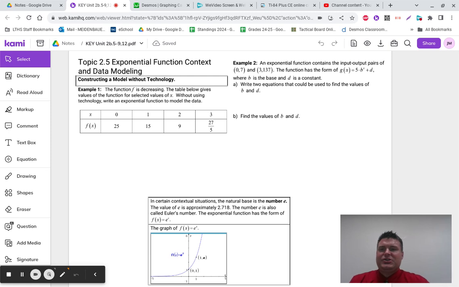We are here on section 2.5, Exponential Function Context and Data Modeling. So we're going to be using a calculator for this one, so make sure you go ahead and grab a calculator.